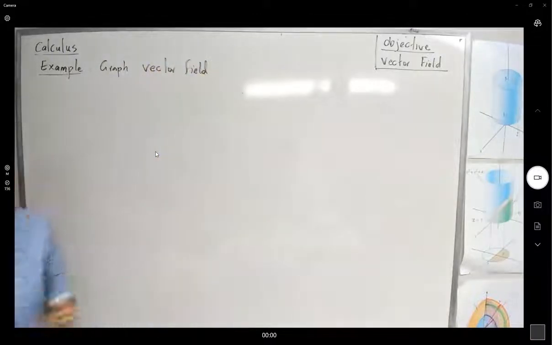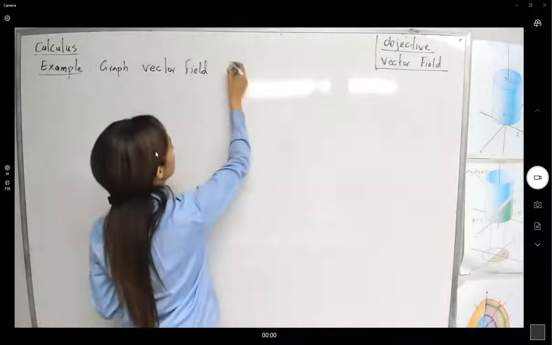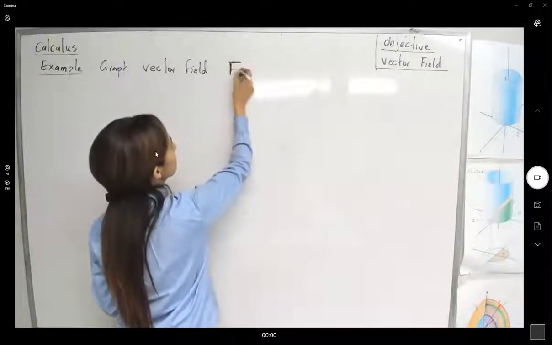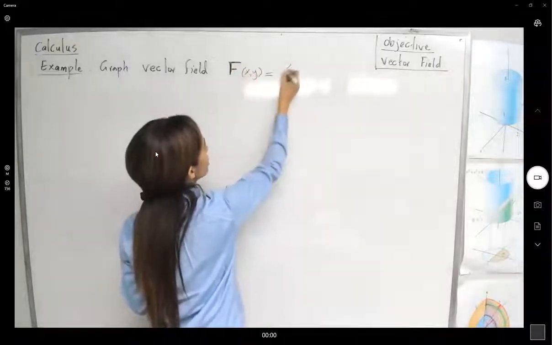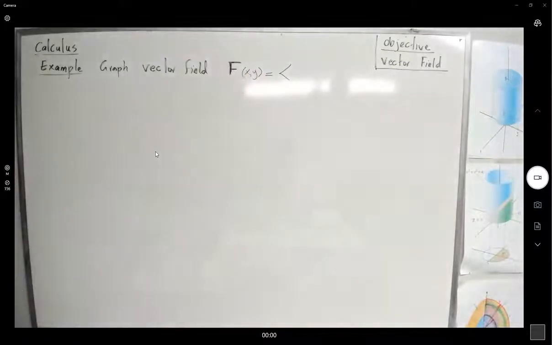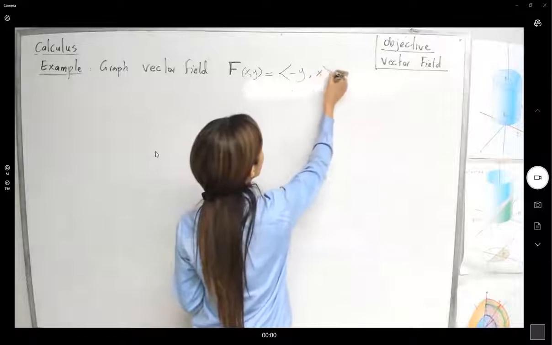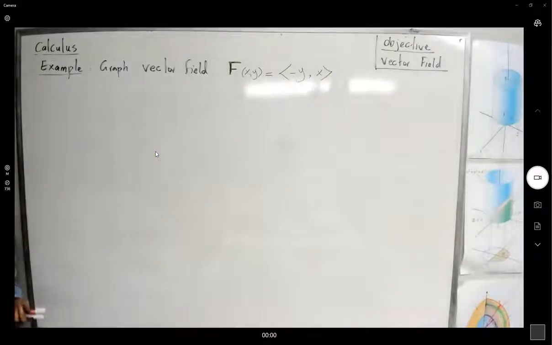So this vector field is defined by this function. The function is the bolded F, representing your vector field, a vector valued function, which is, well, the first component is negative y, and the second component is x. Very well. Okay.